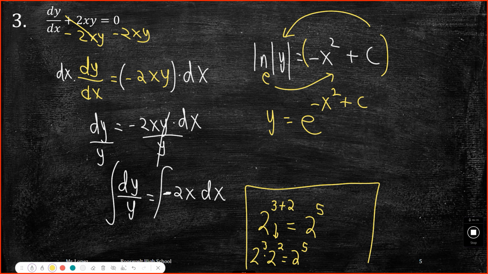All right. If you agree on this being true, then if you understand what I'm saying, you should agree on what I'm going to do here. So y is going to equal e to the negative x squared times e to the c. Yes?